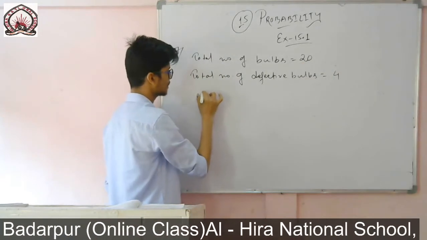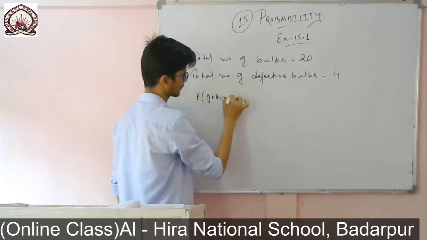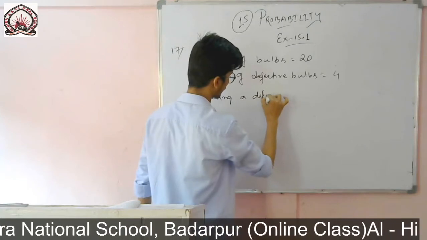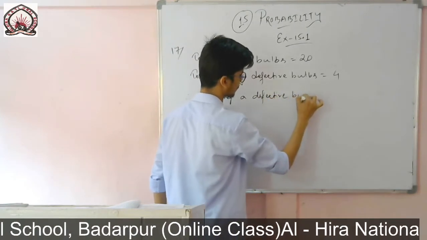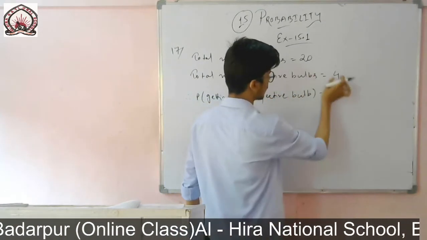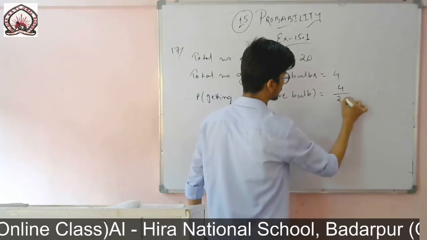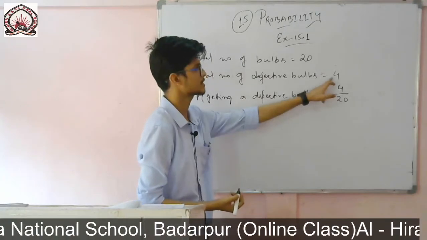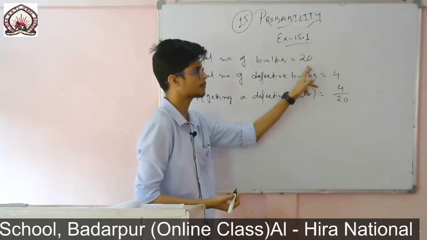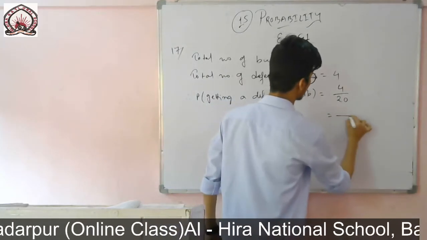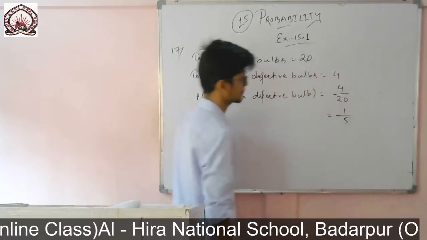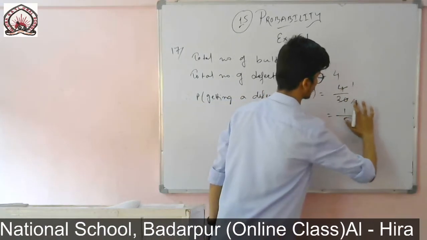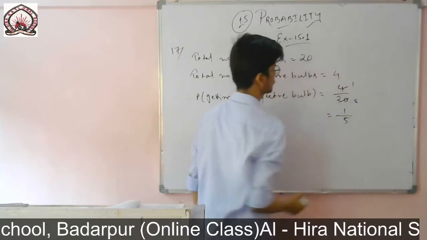Therefore, the probability of getting a defective bulb is equal to the favorable outcome divided by the total possible outcome. This is the favorable outcome, and this one is the total possible outcome. If I cancel with 4, 4 1s are 4, 4 5s are 20. So 1 here and 5 here.